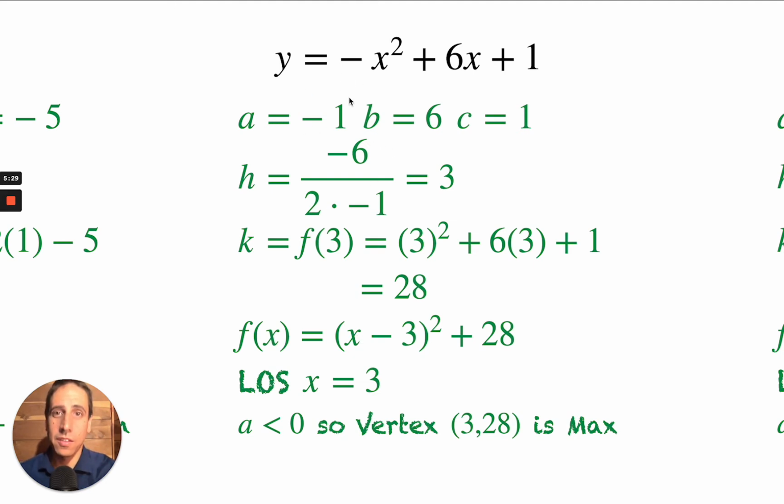Here, a is negative 1, b is 6, c is 1. We're using h is equal to negative b over 2 times a. That's going to turn out to be a positive 3. If 3 is the input, you put it in here and you figure out what the output is.